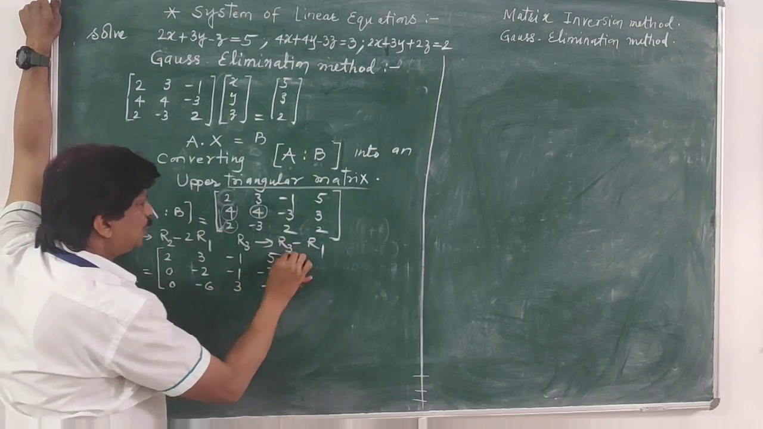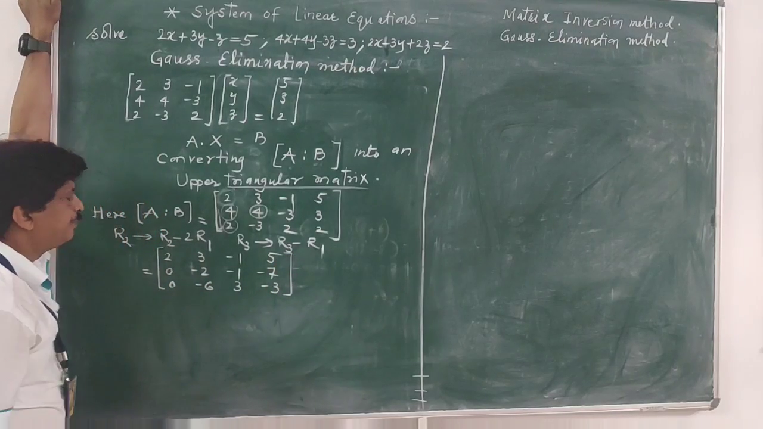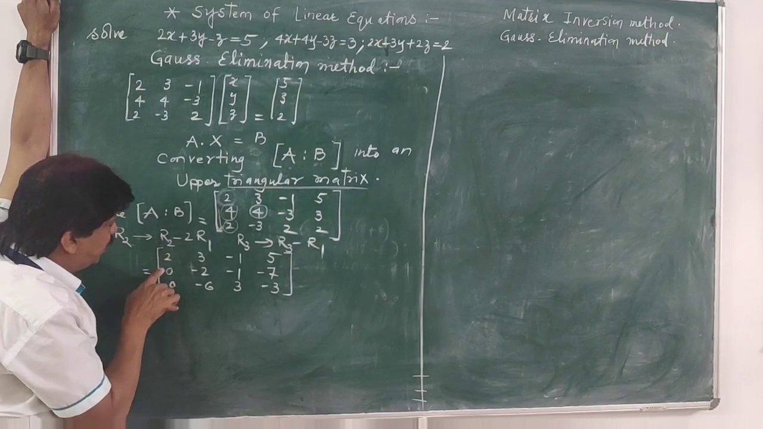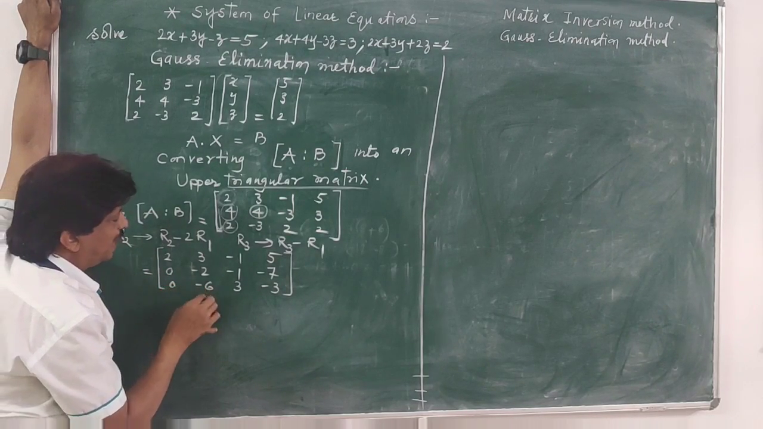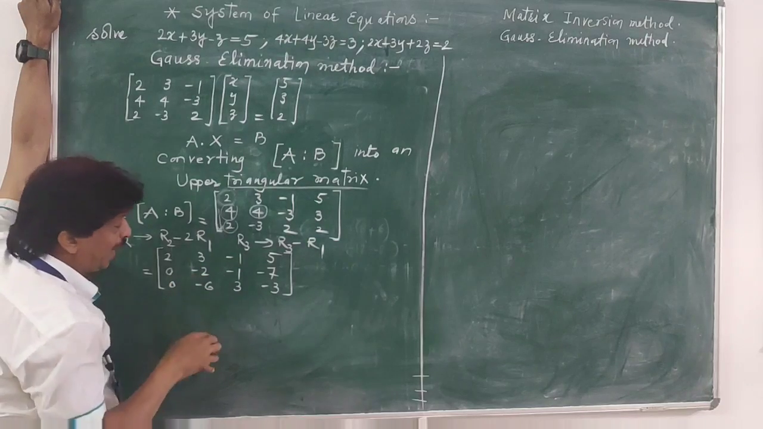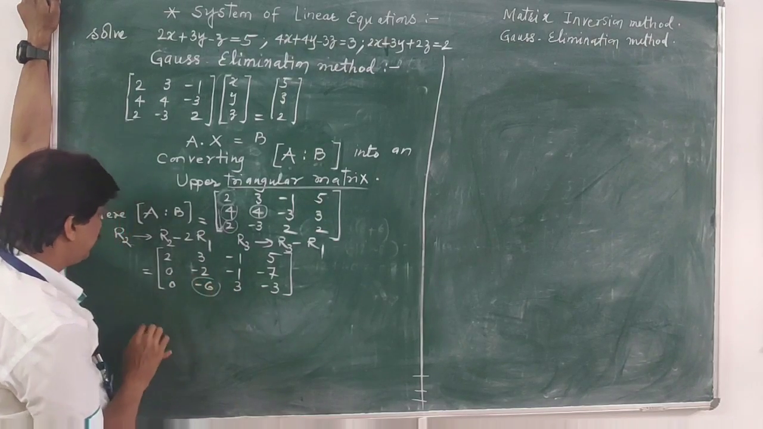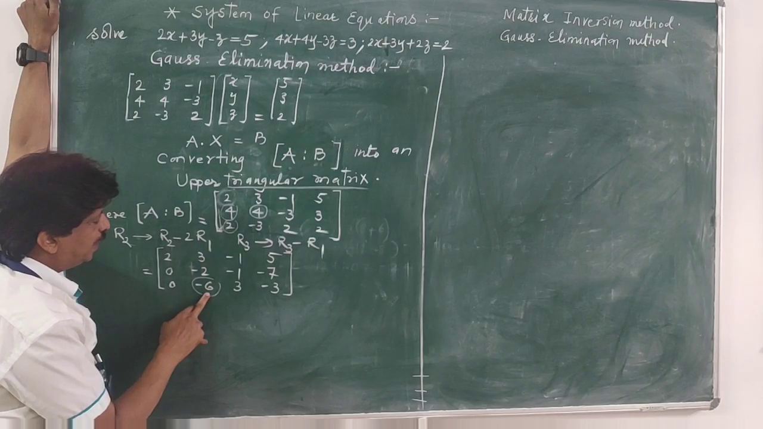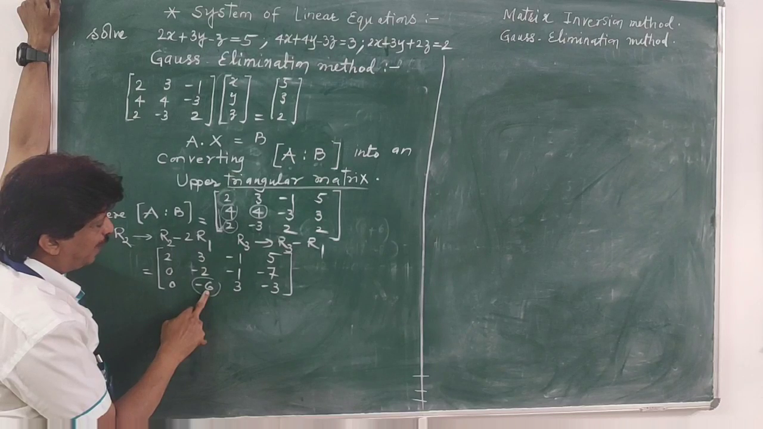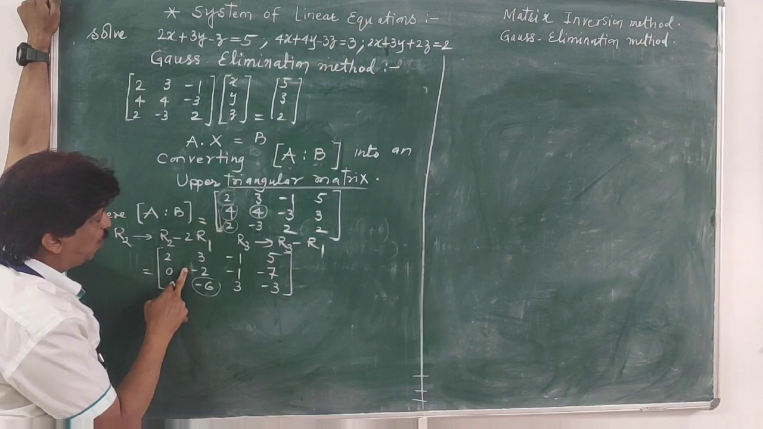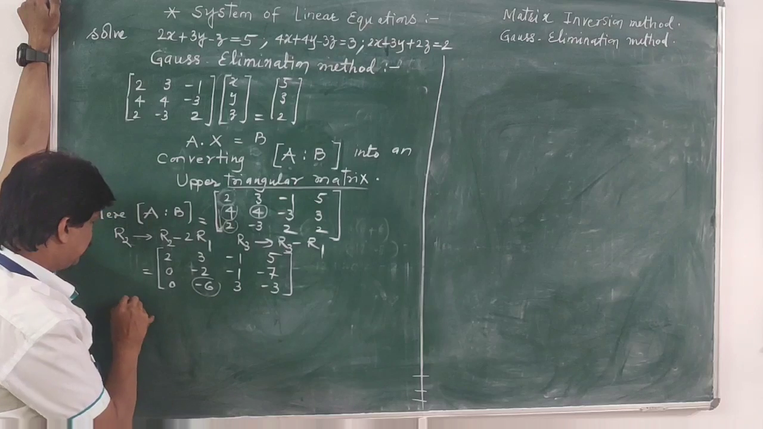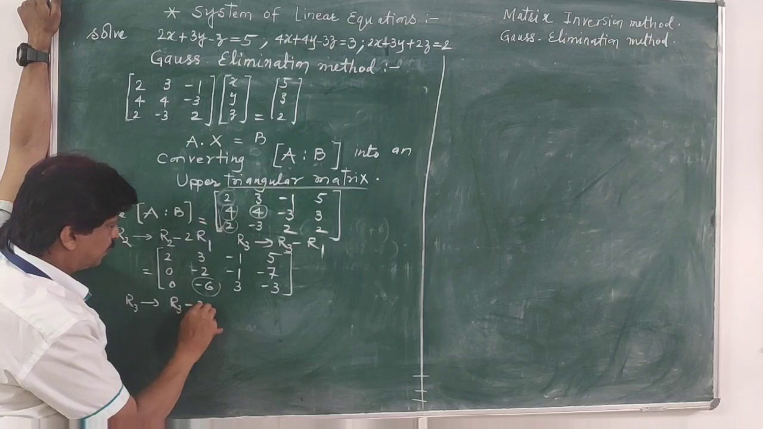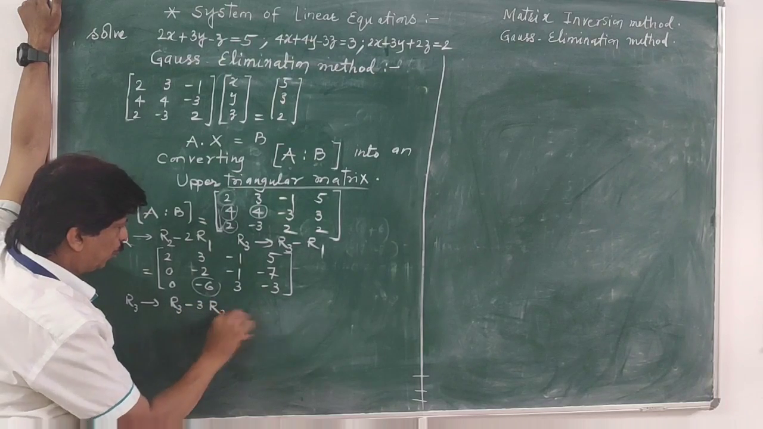So this is not, however, an upper triangular matrix. I have converted all the entries below A11 to 0. Now I shall convert the entries below A22 to 0. How shall I convert this into 0? Obviously, R3 changes to R3 minus 3 times R2. I shall subtract 3 times R2 from R3.